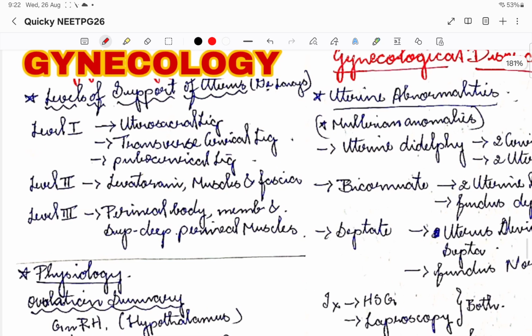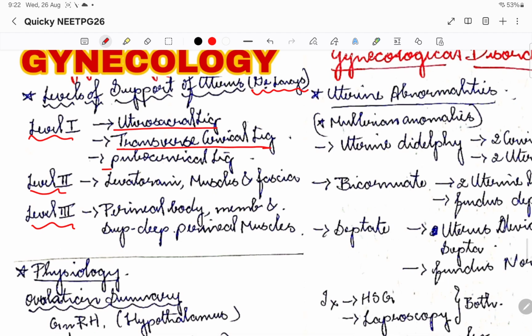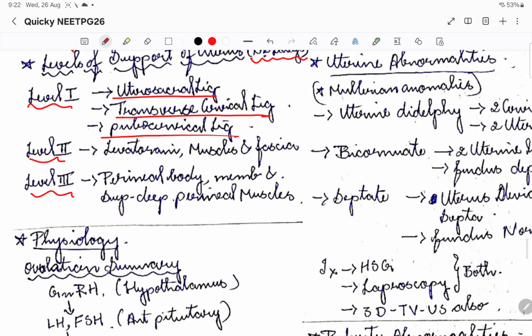So the first thing you should be aware of is the level of supports of uterus. This is called DeLancey's levels of support. There are three levels of support: level 1, level 2, and level 3. Level 1 support is by uterosacral ligament, transverse cervical ligament, and pubocervical ligament. So this will form the first level of the support.